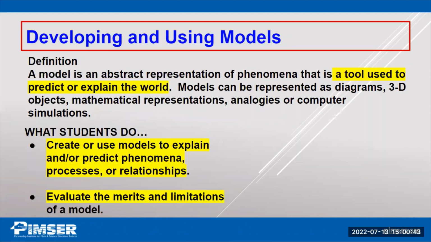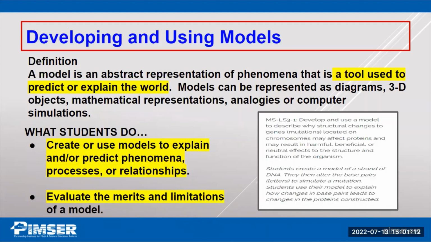You'll notice that this is a concise definition of this practice, but it contains many of the same things that we just noticed from our readings. The bullet points in the center column show you what students do. They may create or use a model to explain or predict scientific phenomena, processes, or relationships, and they would be evaluating the merits and limitations of a model. An example is given, and in this case, it's a middle school example of how students might develop and use a model during an instructional sequence.